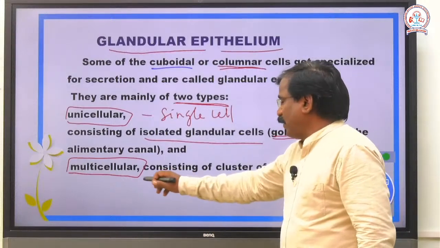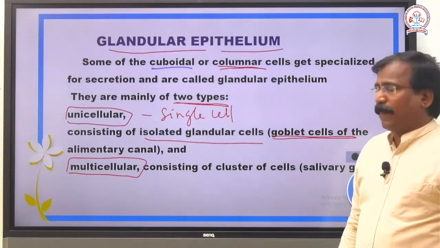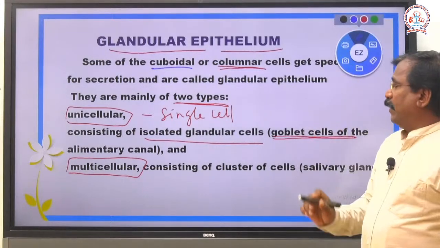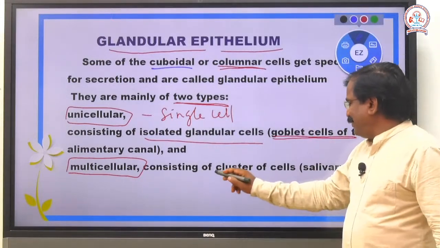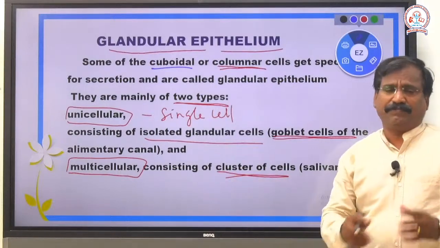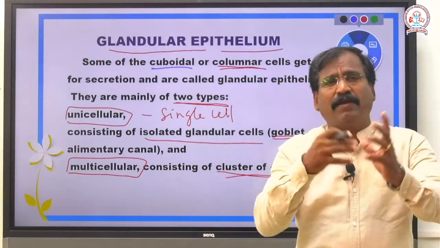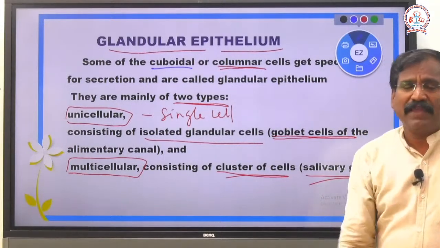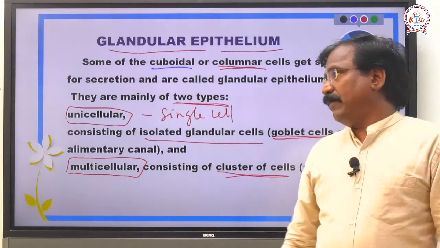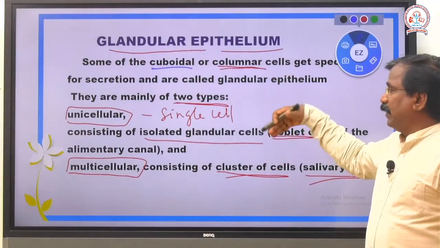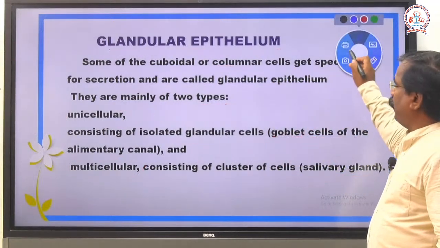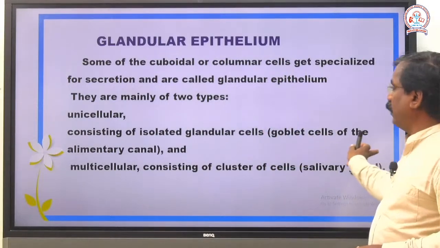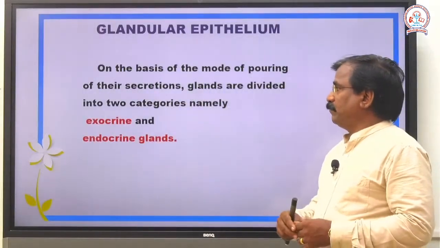And multicellular means a cluster of cells, where many cells aggregate and secrete something. An example is the salivary gland. So glandular epithelium, based on the organization, is divided into unicellular and multicellular.